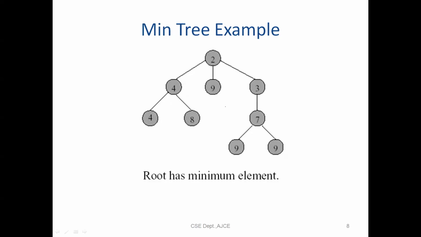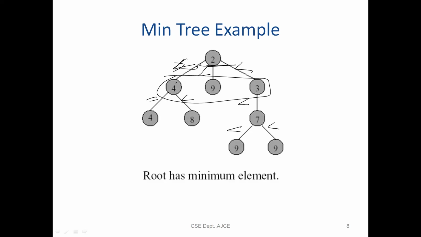The opposite of that. When you take any set of parent node, the value of the children nodes will be greater than this one. So you can see this will be less. 2 is less than 4. 2 is less than 9. 2 is less than 3. 4 is equal to 4. 4 less than 8. 3 less than 7. 7 less than 9 and 7 less than 9 again.